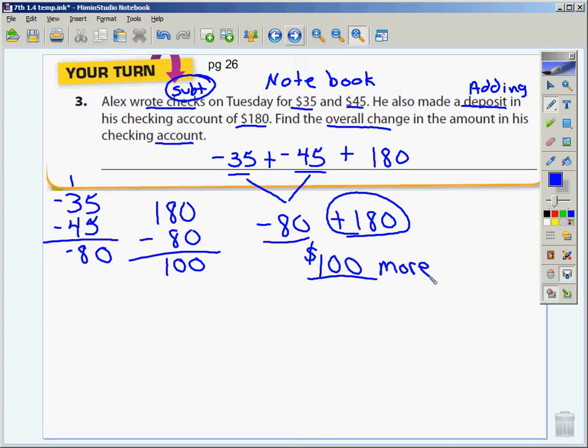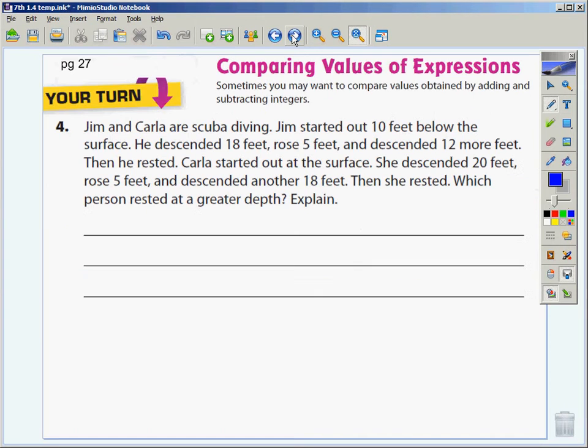Again, trying to leave you enough time so that you copy, but now we are going to flip to page 27. And here they're talking about comparing values of expressions. Sometimes you may want to compare values obtained by adding or subtracting integers. If you're comparing something mathematically, it typically would mean, is it greater than, is it less than, or is it equal to? Typically, that's what a comparison would mean. And since we're looking at a word problem, I'm probably going to end up writing two different expressions this time, because I got to have two things in order to do a comparison.